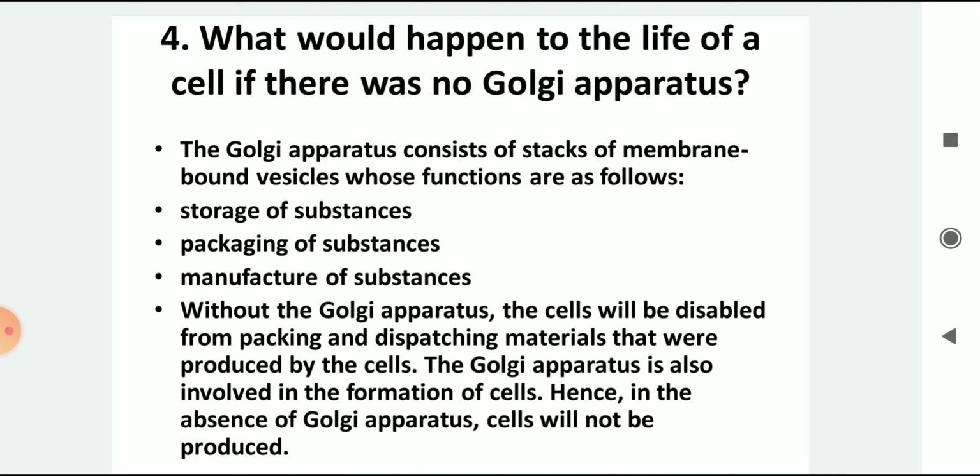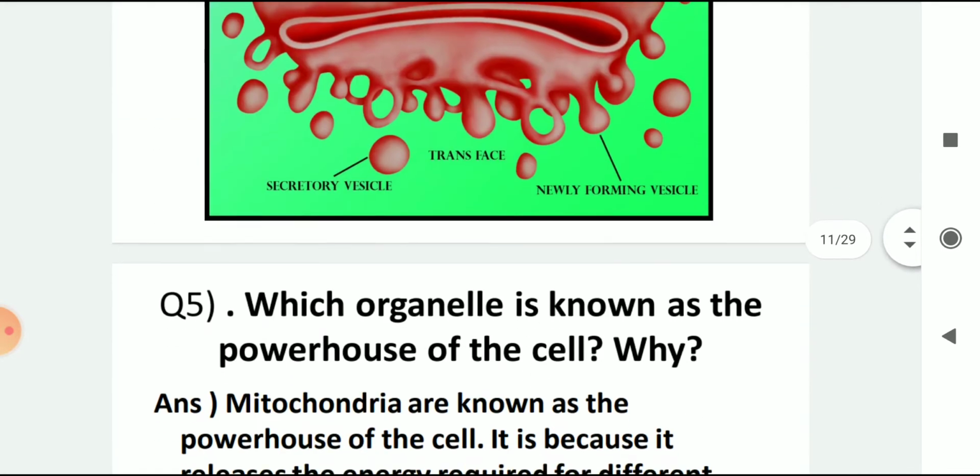Without the Golgi apparatus, the cells will be unable to pack and dispatch the materials that were produced by the cell. So it is also involved in the formation of cells. Therefore, in its absence, cells will also not get produced. So all these works will get affected. So you can write this answer.